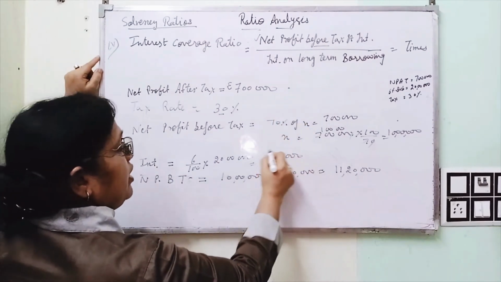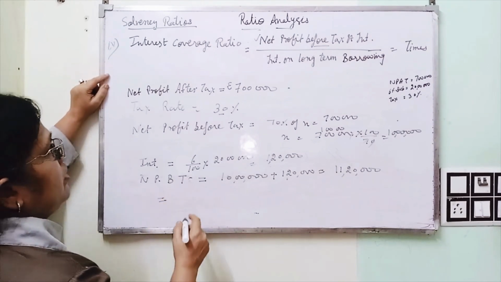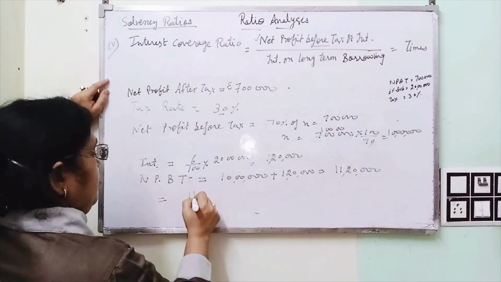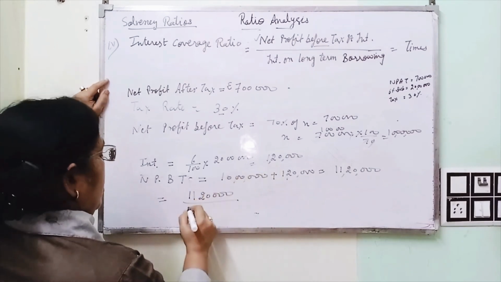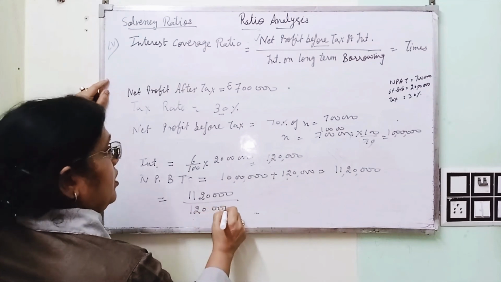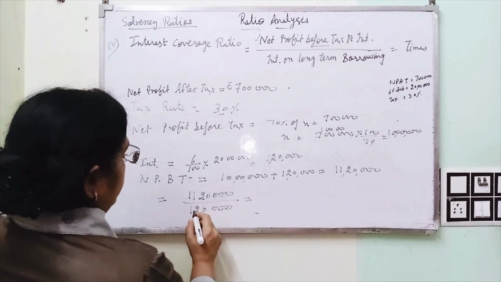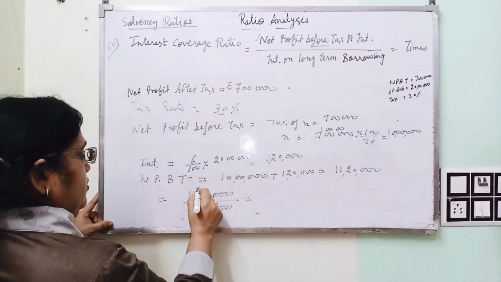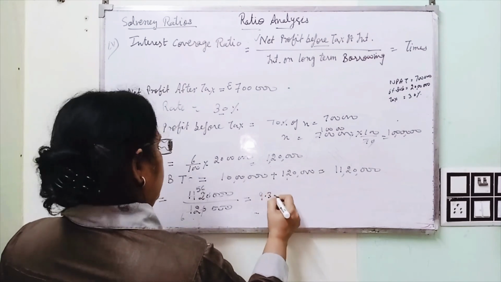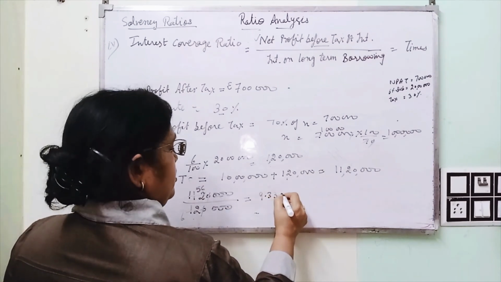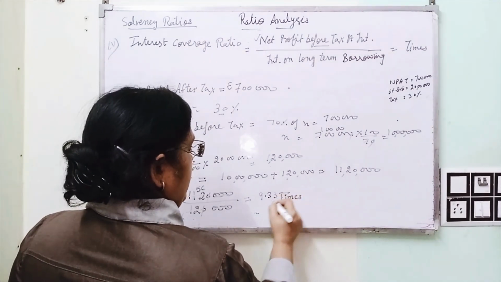And interest on long term borrowings is given. We have calculated 1,20,000. Now can we calculate interest coverage ratio? That is net profit before tax and interest upon amount of interest on long term borrowings. It comes to, what will be the amount for it? 9.33:1, or we can say 9.33 times.